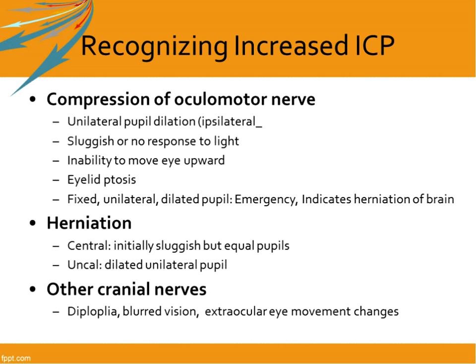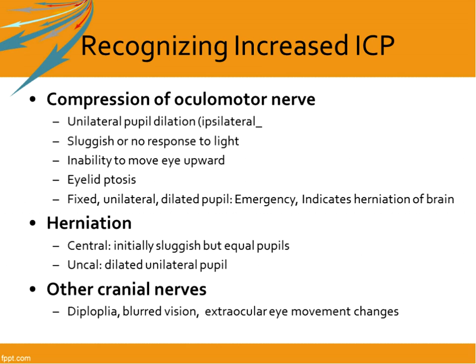Some other cranial nerves. We can have cranial nerve 2, which is the optic nerve, 4, which is the trochlear, and 6, which is the abducens. Those can all be impacted as well. And what we would see with that kind of an impact is blurred vision, diplopia, and changes in the extraocular eye movement.